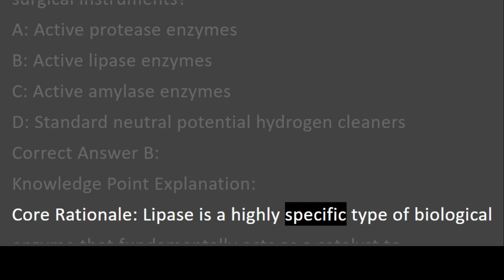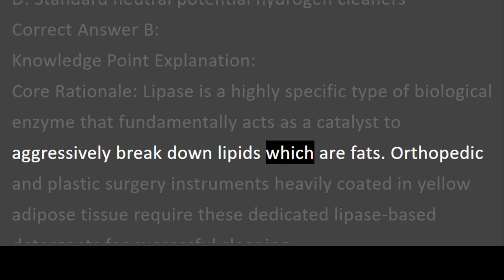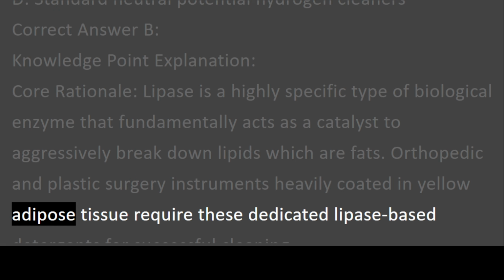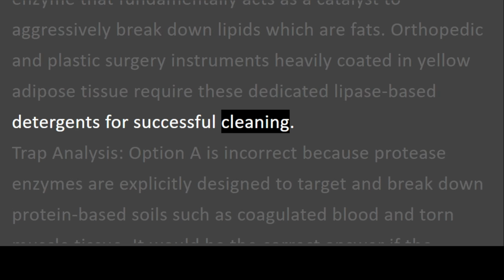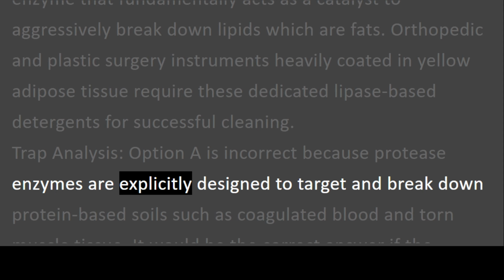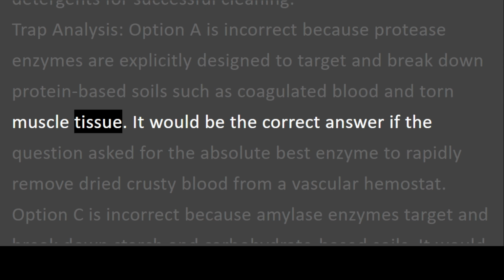Lipase is a highly specific type of biological enzyme that fundamentally acts as a catalyst to aggressively break down lipids, which are fats. Orthopedic and plastic surgery instruments heavily coated in yellow adipose tissue require these dedicated lipase-based detergents for successful cleaning. Trap analysis. Option A is incorrect because protease enzymes are explicitly designed to target and break down protein-based soils such as coagulated blood and torn muscle tissue.